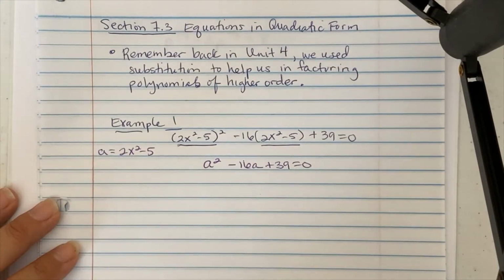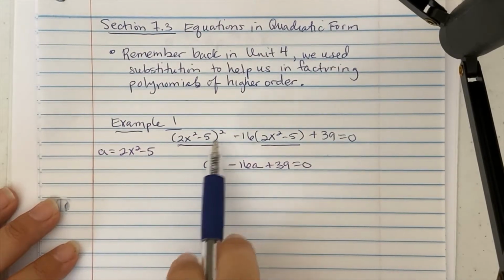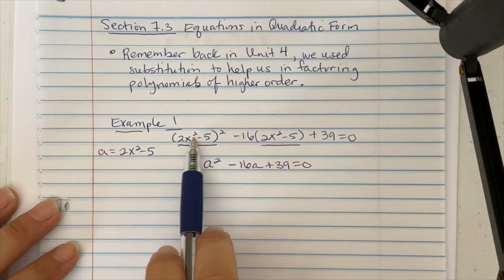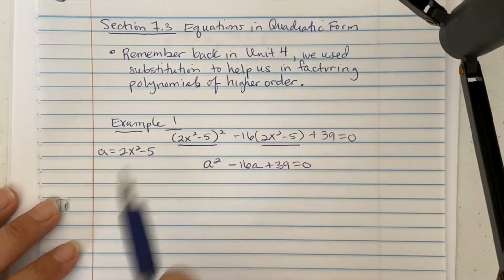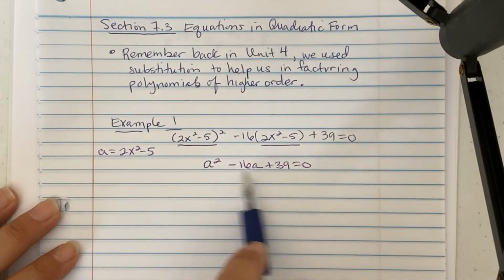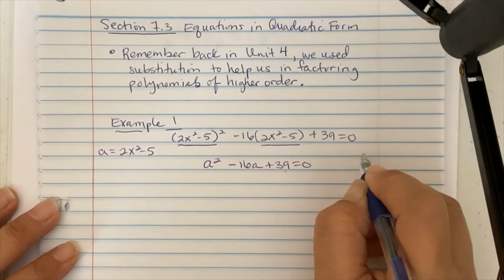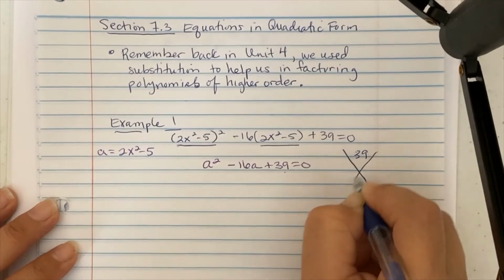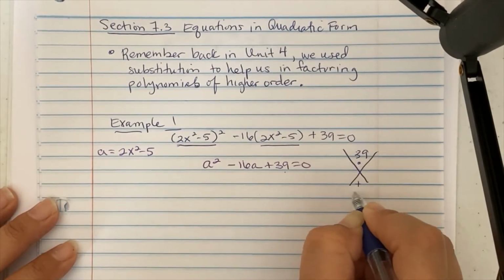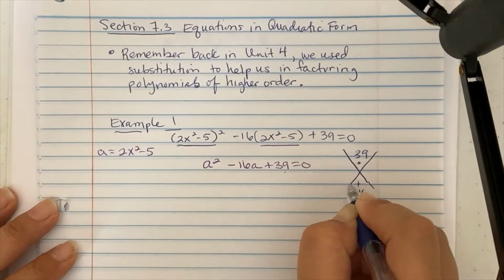So if you've noticed, we took a higher ordered exponent, because if I were to square this bubble out, I would have an x to the 4. I've broken it down to a simple factorable polynomial here. So numbers that multiply to be 39 and add to negative 16. So now is where you have to think of your factors.